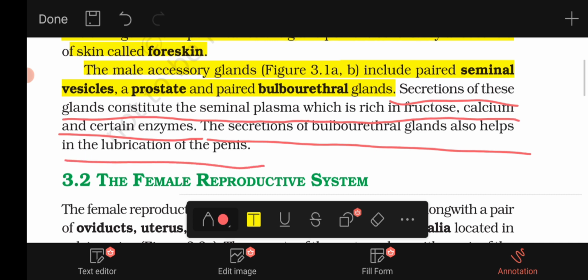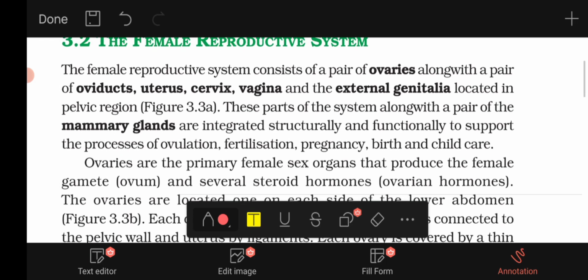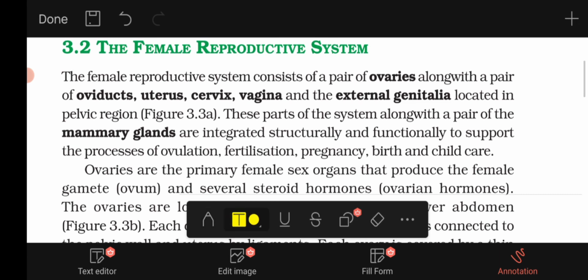Female reproductive system. The female reproductive system consists of a pair of ovaries along with oviducts, uterus, cervix and vagina, and the external genitalia located in the pelvic region. These parts of the system, along with a pair of mammary glands, are integrated structurally and functionally to support the process of ovulation, fertilization, pregnancy, birth and childcare.